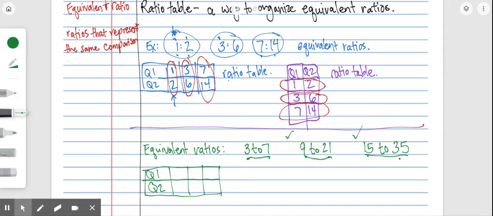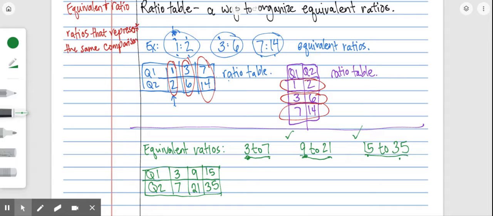All right. So we'll start with our first ratio, 3 to 7. I put the 3 in quantity 1 and the 7 in quantity 2. Now I need to make sure that they stay in line, so that 9 has to go in quantity 1 and the 21 in quantity 2. And then 15 in quantity 1 and 35 in quantity 2.